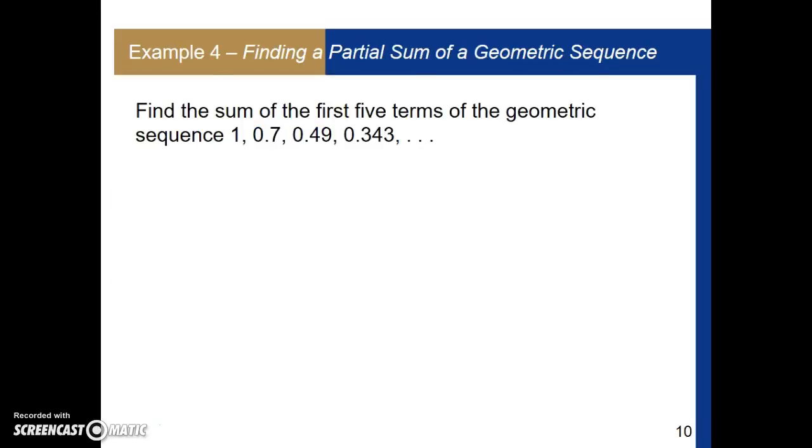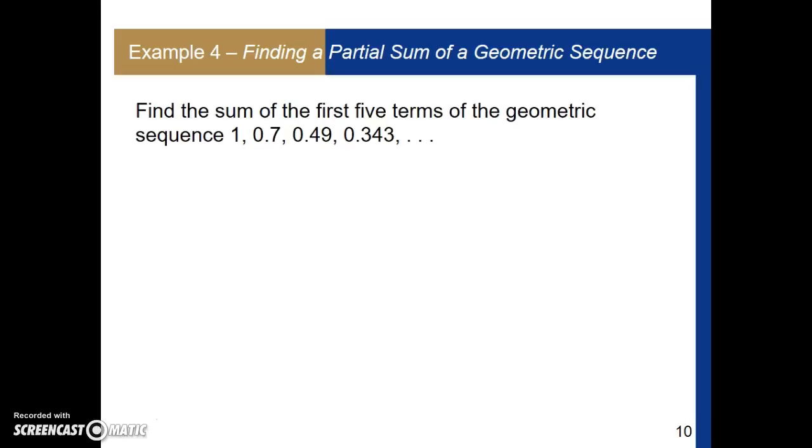So find the sum for the first 5 terms of this geometric sequence. Well, the first thing I need is a. I can clearly see that a is 1. The next thing I need is r. So I take the second term and divide it by the first term. 0.7 divided by 1 is 0.7. So r is 0.7.